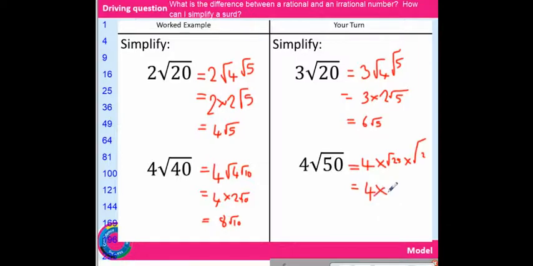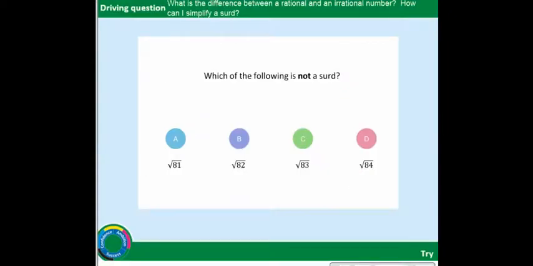4 multiplied by 5 multiplied by root 2, and that's 20 root 2. Great work, hopefully you got those things correct. If you haven't, go back and look at the examples again and try them again. Now let's have a look at some quick fire questions, and hopefully this will consolidate your learning there.